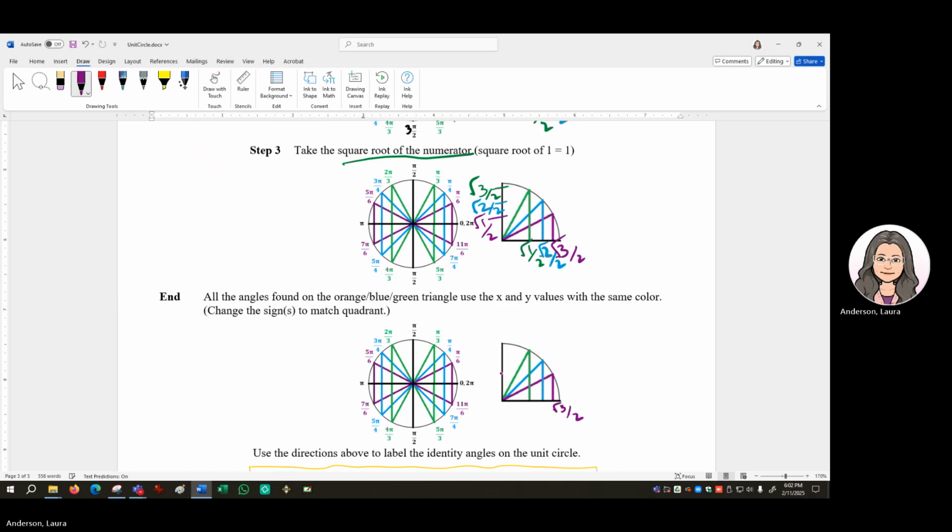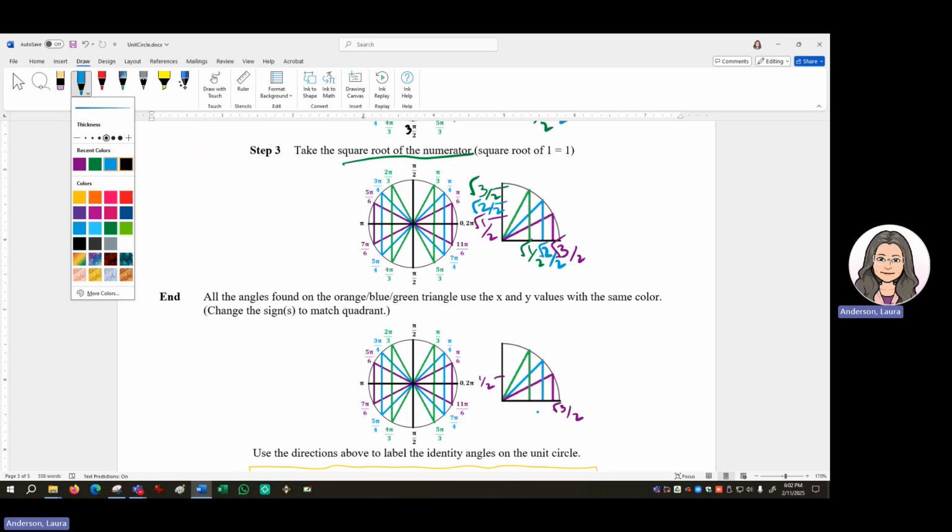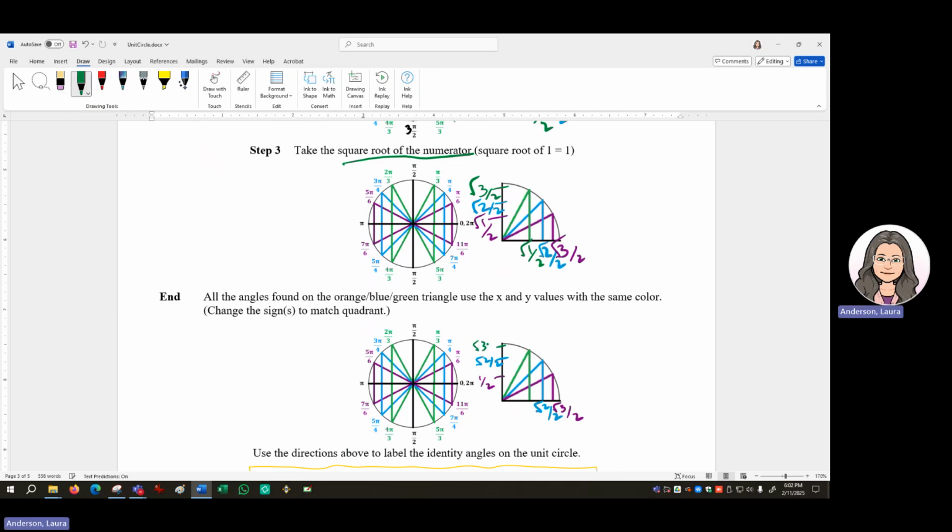2, square root of 3 over 2, 1/2. Square root of 2 over 2, square root of 2 over 2. And then the square root of 3 over 2, 1/2.